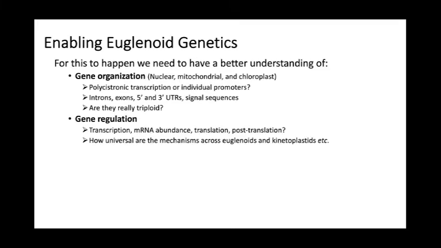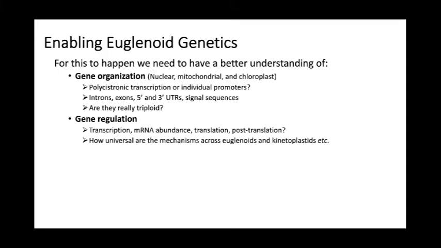Regulation, still working on that. Transcription, messenger RNAs, translocations, pre- or post-translational controls. What are they? Again, there is evidence for a little bit on both sides, but a lot of mechanisms still need to be worked out. And again, how universal are these mechanisms?